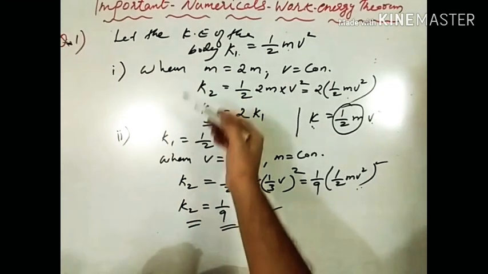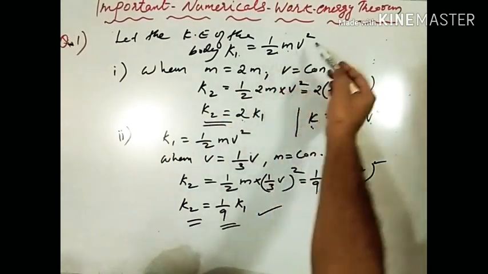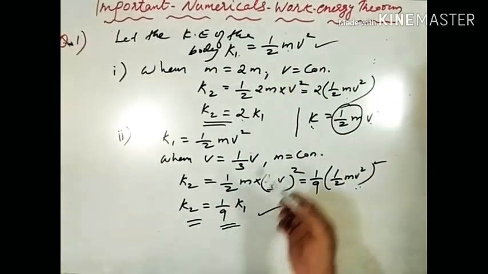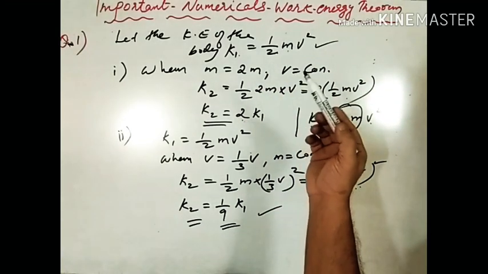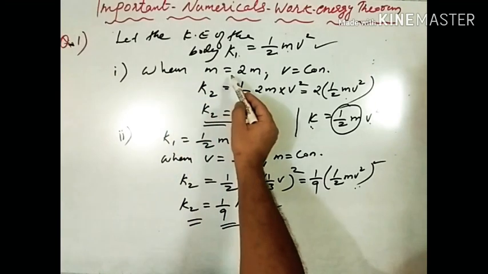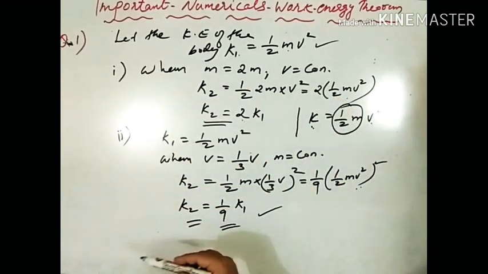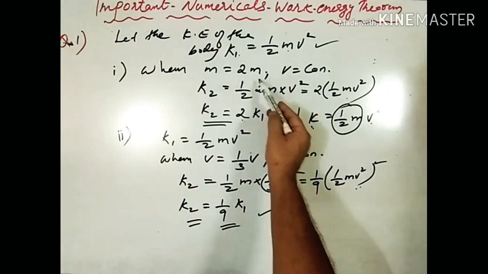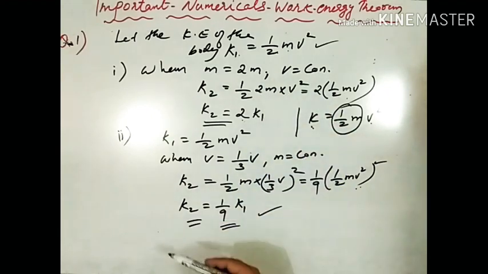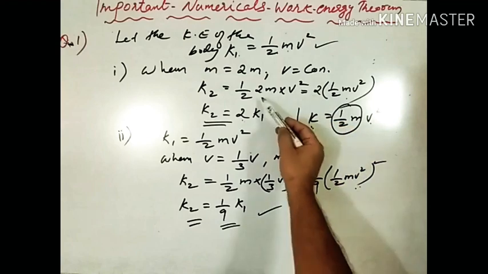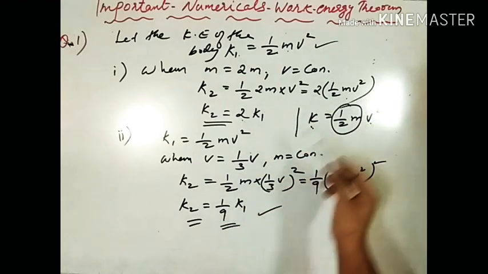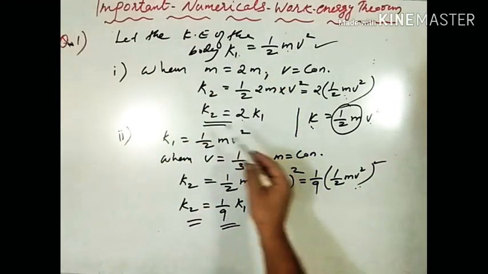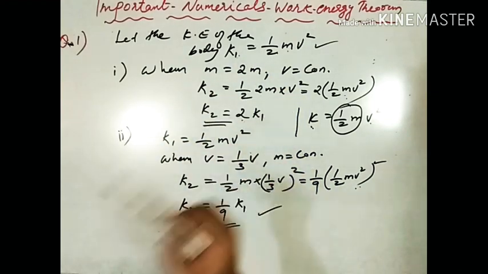Let the initial kinetic energy of the body be K1 is equal to half mv square. What happens to the final kinetic energy when mass is doubled? V remaining constant, I can write K2 is equal to half m, m will become 2m, into v square. Alright. So 2 is taken outside, half mv square. So what is half mv square? It is initial kinetic energy. So I can write K2 is equal to 2K1.